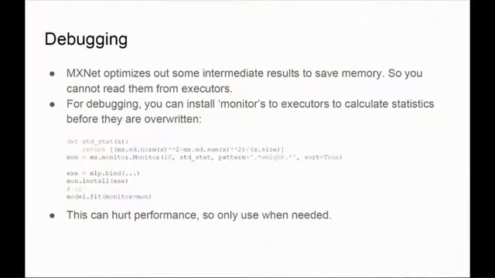Since the MXNet executor will optimize away everything you don't need, this can make debugging harder, because sometimes when your model is blowing up and you don't know why, you want to print the intermediate gradients or weight arrays during training to see if some of them are doing weird things. To do that, we provide a monitor class that hooks into the executor, and immediately after each array is computed, we push another operation into the engine saying take this array, compute some statistics on it, and return the statistics.